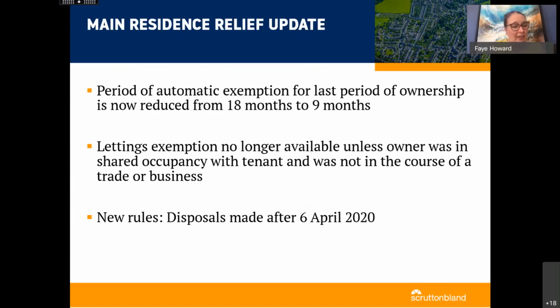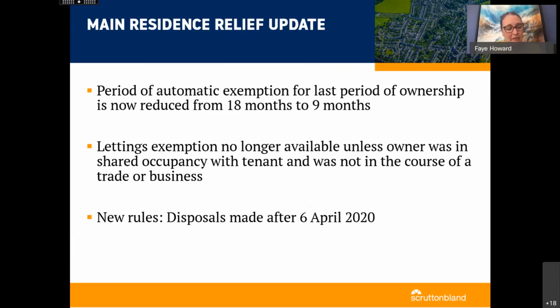Now, we used to get the last 36 months of ownership as deemed principal private residence. That was reduced a few years ago to the last 18 months. And from the 6th of April this year, that has been reduced further. So it's now just the last 9 months. Now, that on its own, although it's not good news, of course, isn't a particularly earth-shattering change for a lot of people. The thing that is going to make the biggest difference is the changes to lettings relief.